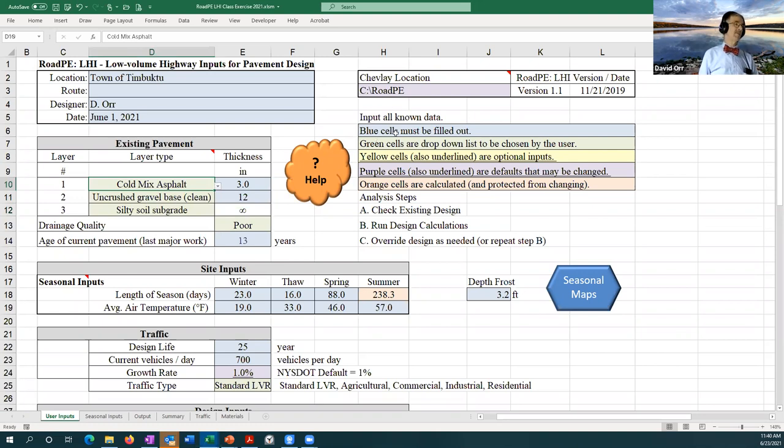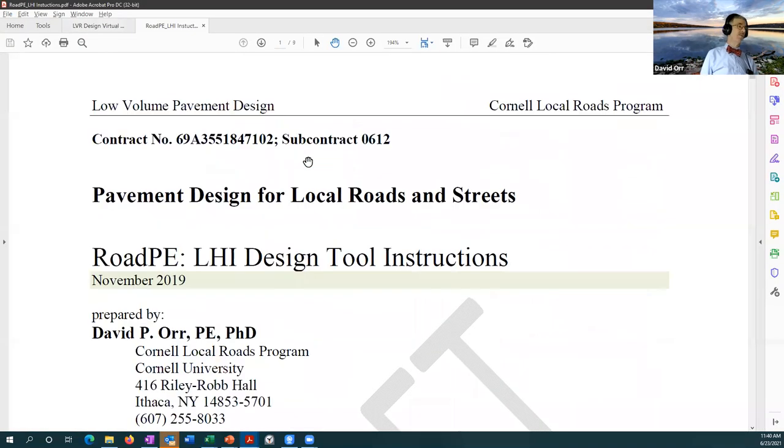And there's some information that helps you, that tells you what you need to know. Blue cells must be filled out. Green cells, you do a drop down. Yellow, you can modify things like that. And if you need more details, just click on the help and it will come up.